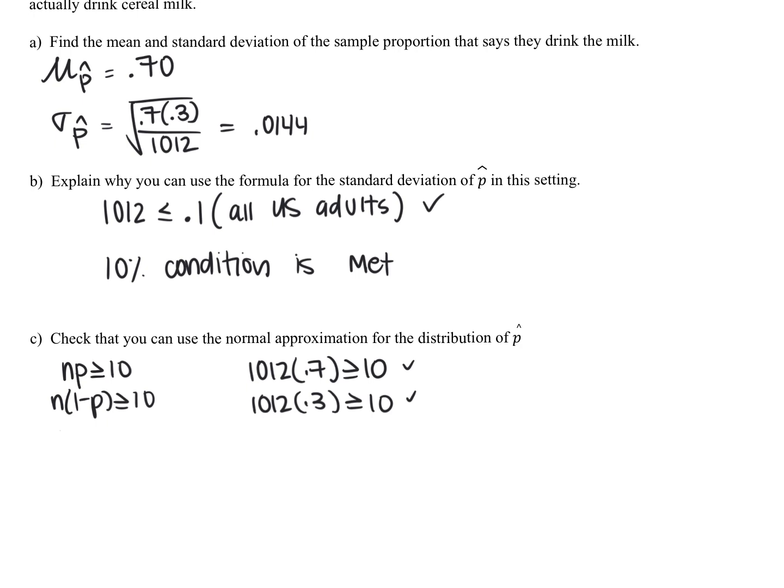So 70% of 1012 is roughly 715. And then 30% is roughly 306, roughly, somewhere around there, 307. But they clearly are both greater than or equal to 10.